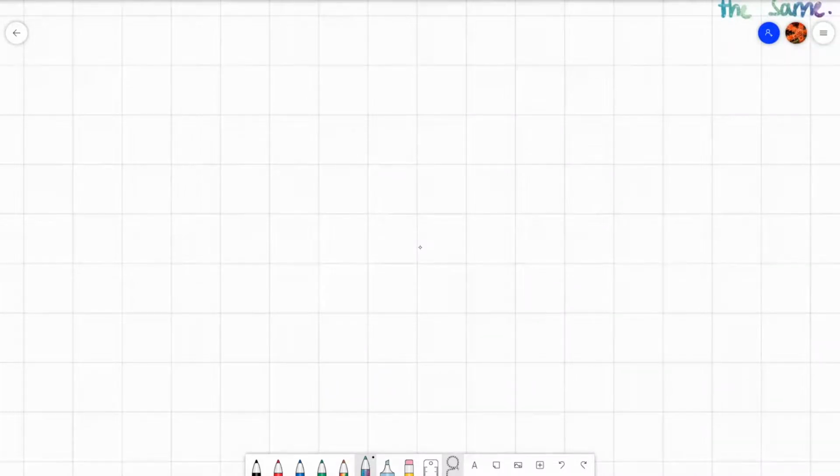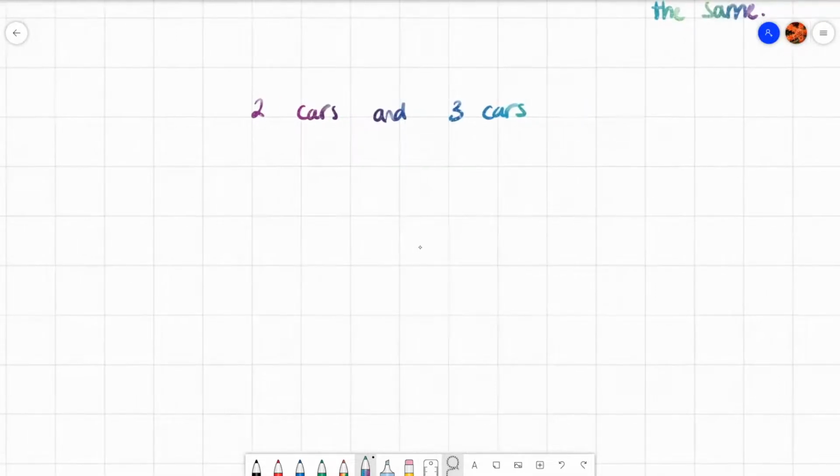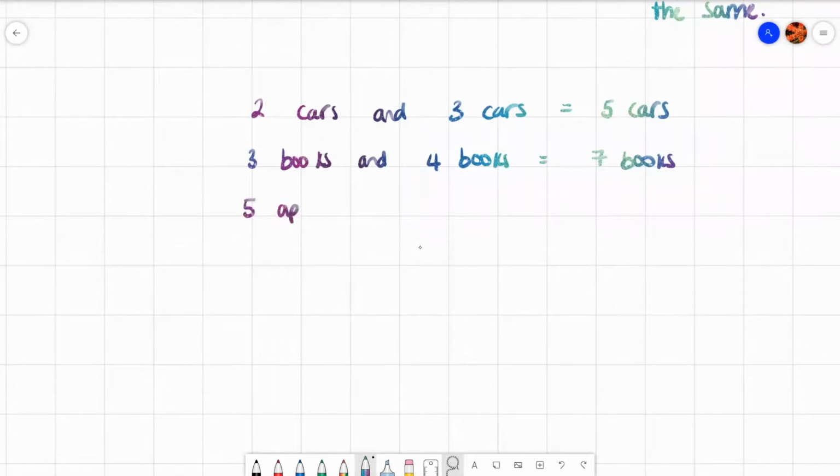So, for example, we can add 2 cars and 3 cars together, can't we? Because they are the same. That would give us 5 cars. I can add 3 books and 4 books together. Because they are the same, that means I would have 7 books altogether. I can also add 5 apples and 2 apples together. That would give me 7 apples.